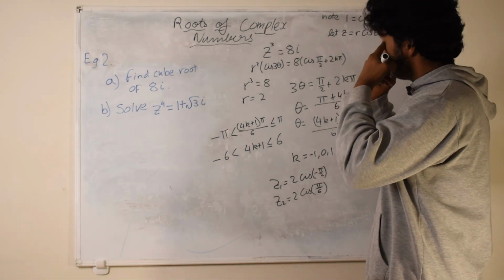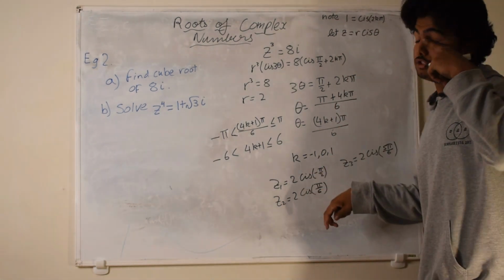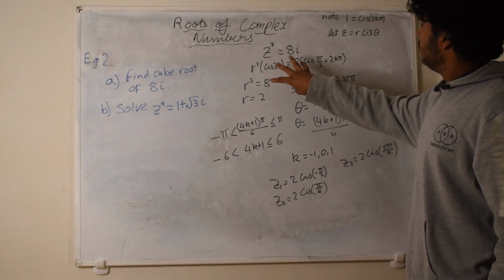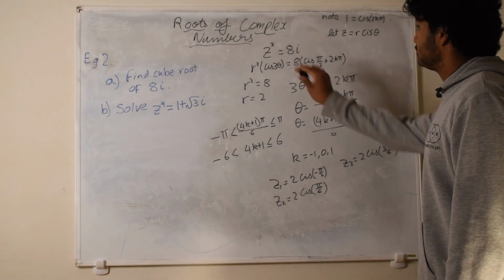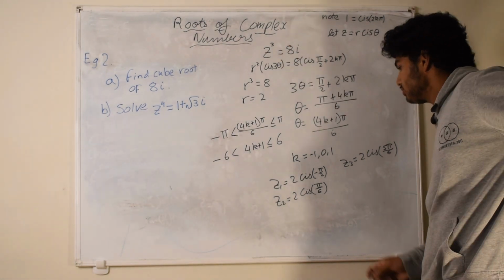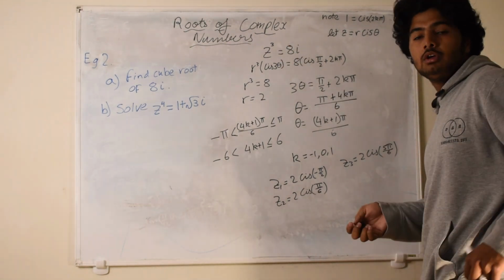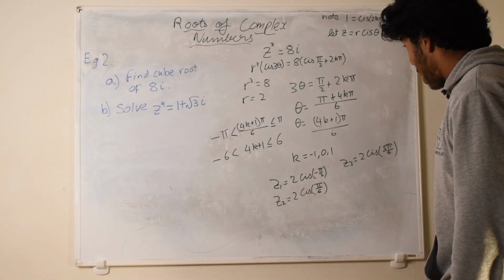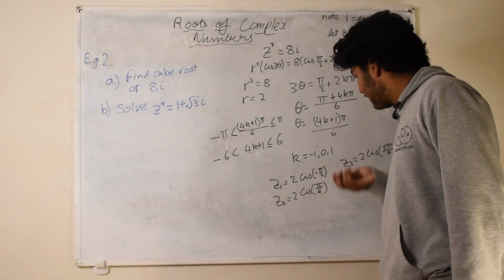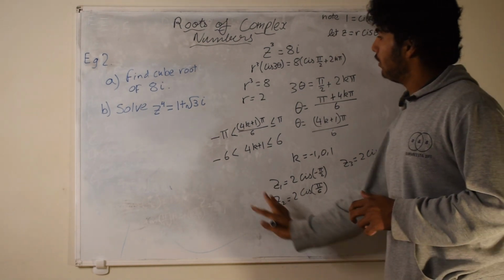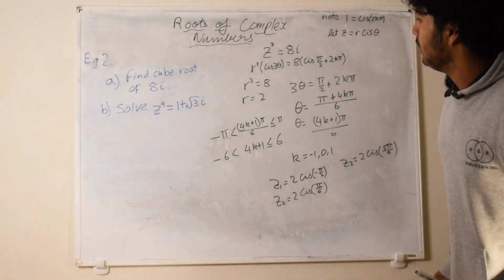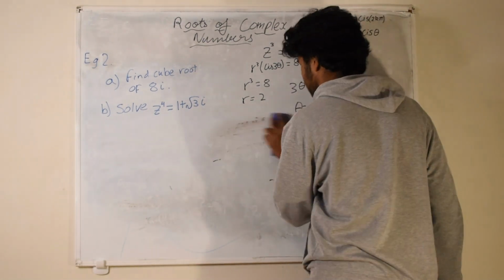So these are your three solutions in mod-arg form for the cube root of this complex number here. If you want to further go into writing this in Cartesian form, you can, but we'll just leave it at that for now. We'll go on to B, which is very similar, but a little bit different.